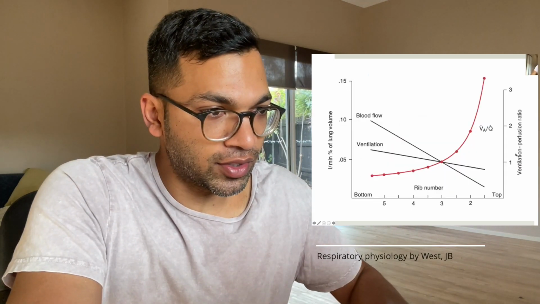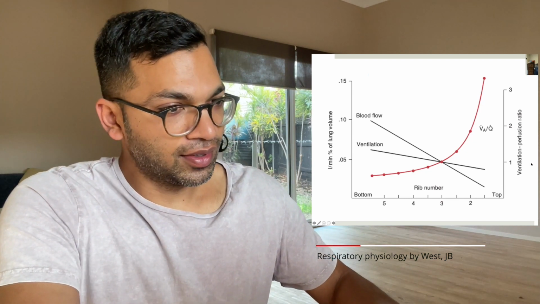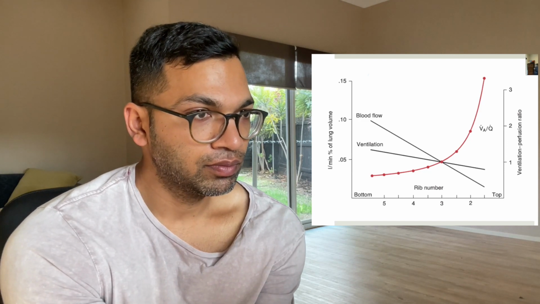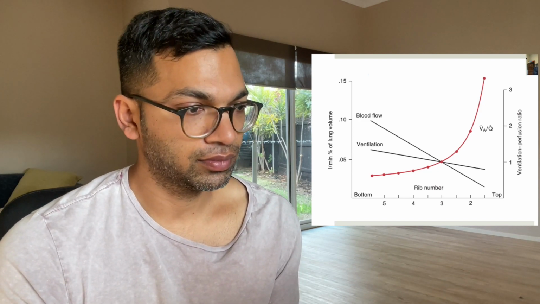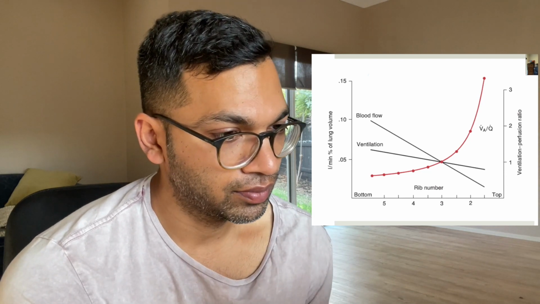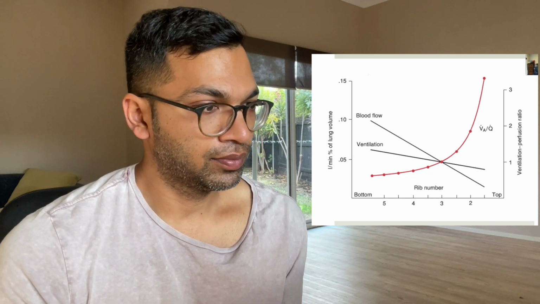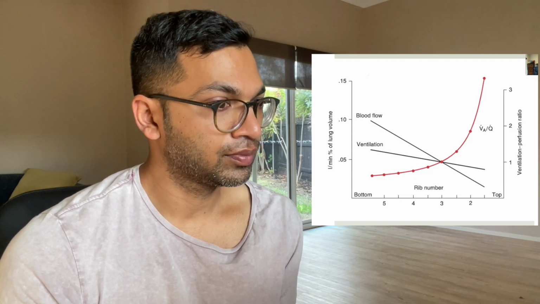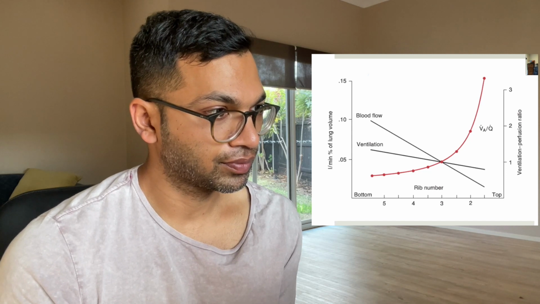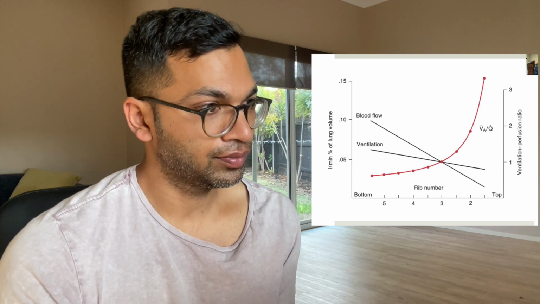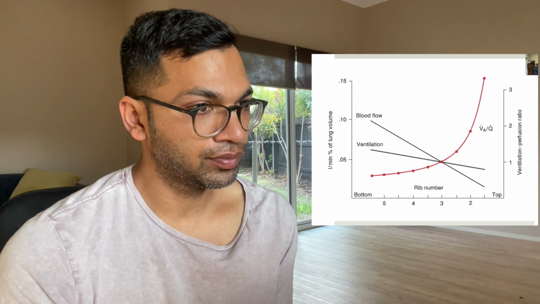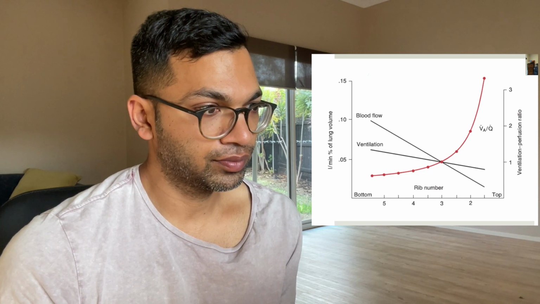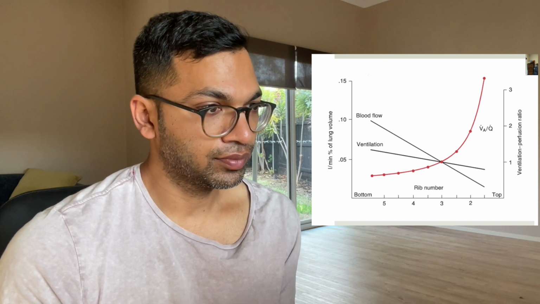Can you just describe this graph for us? Yeah, so this is a graph that looks at the VQ ratios relative to the apex versus the base and the gradient in between in the upper right lung. The main thing is that towards the top of the lung, there's decreased blood flow and ventilation, but an increase in VQ ratio because the decrease in blood flow outweighs the decrease in ventilation. So on a ratio perspective, that's why you get a higher VQ ratio at the top of the lung versus the base of the lung.